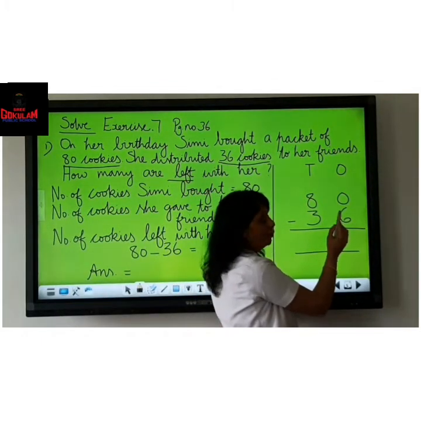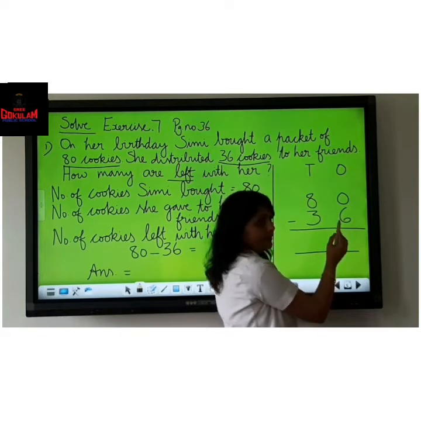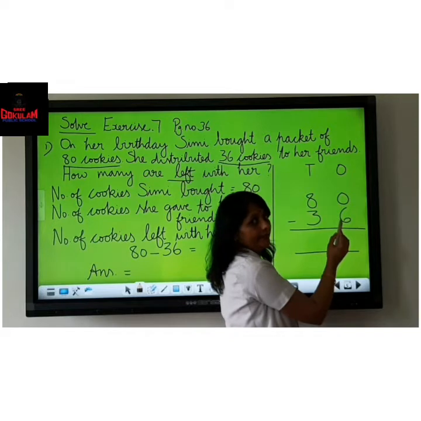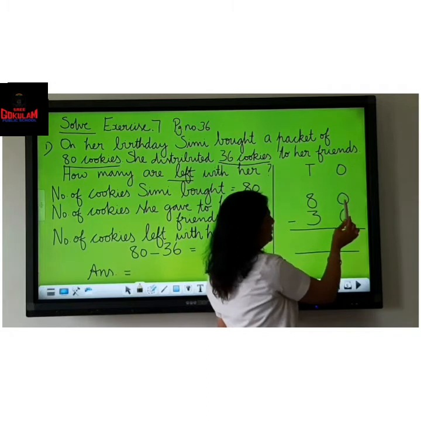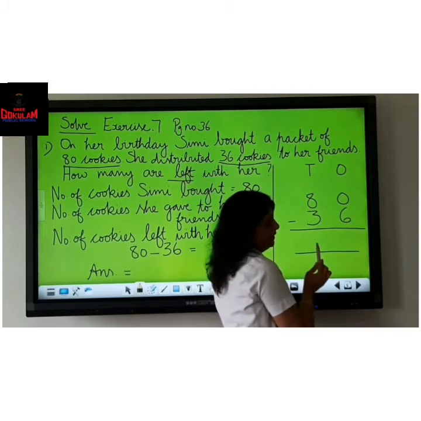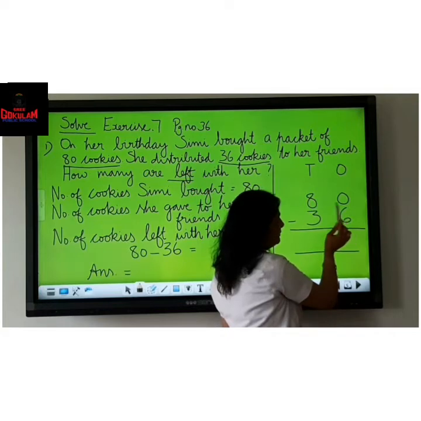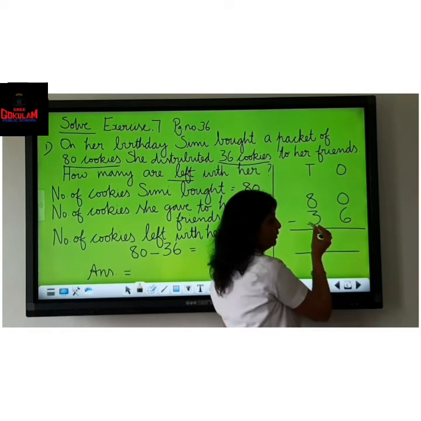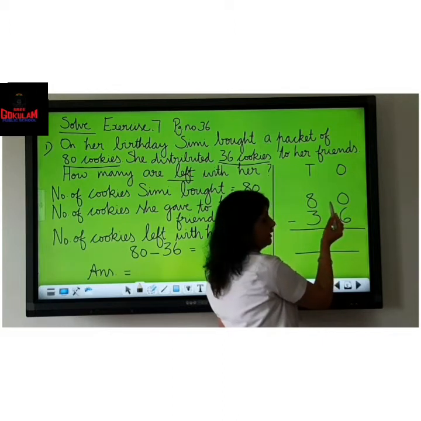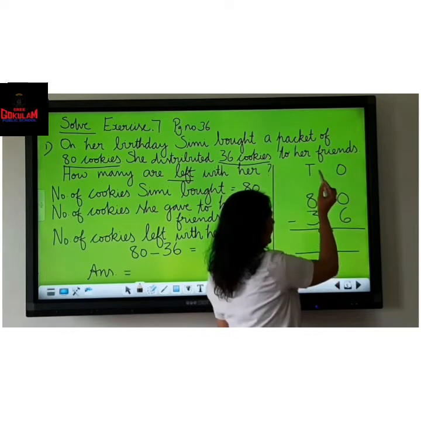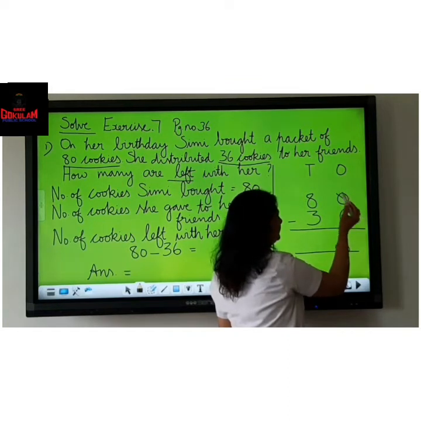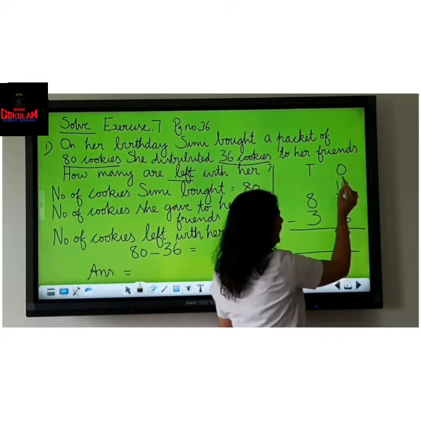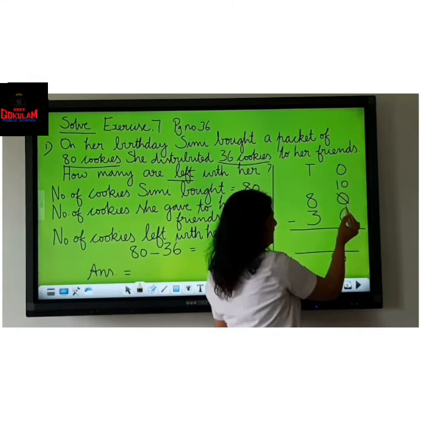Always begin from the ones place. And keep in mind, you can subtract a small number from a big number. In this 80 minus 36, in the ones place you see 0 and 6. It is not possible to subtract 6 from 0. So, we will have to borrow 1 ten from the tens place. 1 ten means 10 ones. So, we are going to borrow it and place it in the ones place. So, 10 plus 0 is 10. Now, we will have 10 ones over ones place.